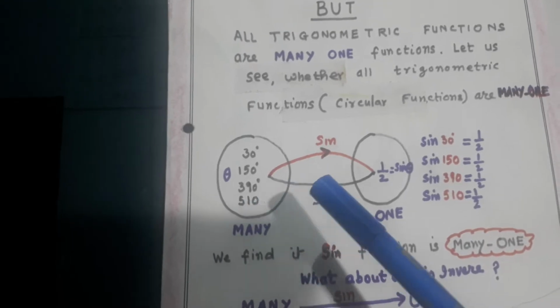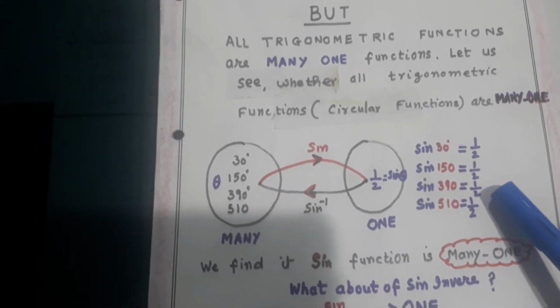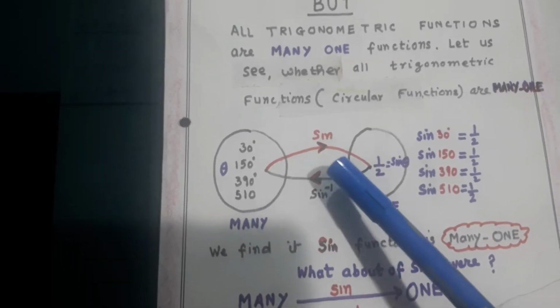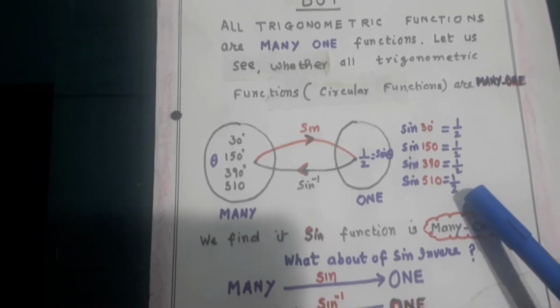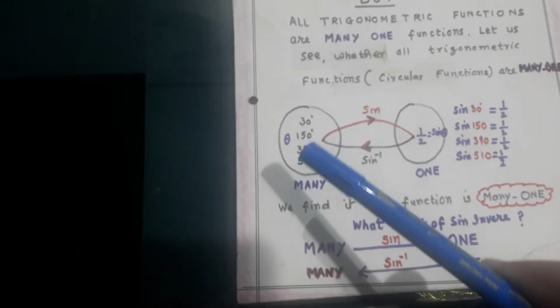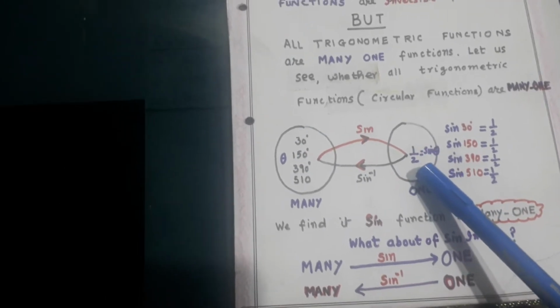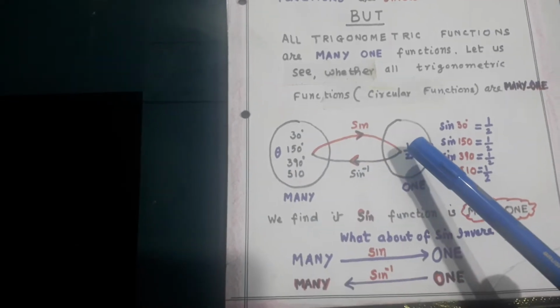390, it is in the first quadrant. So sine 390 is 1 by 2. 510, sine 510 is also 1 by 2. Now what you find, these are many, but answer is only 1 by 2. It means they are many one functions.